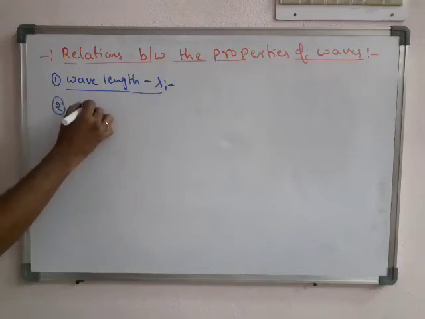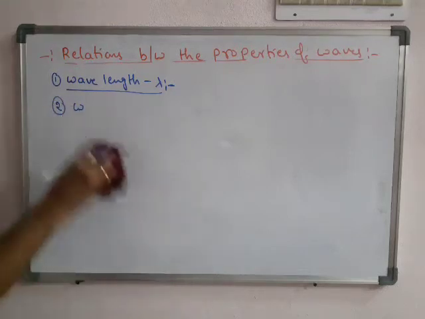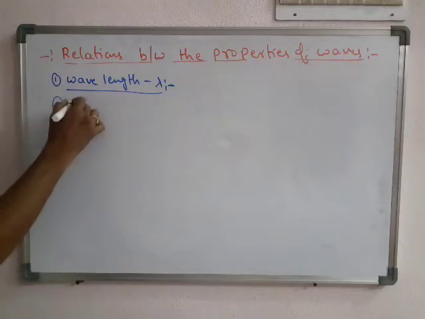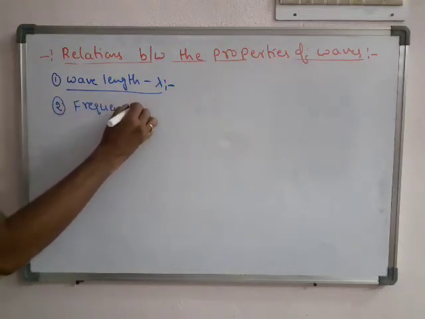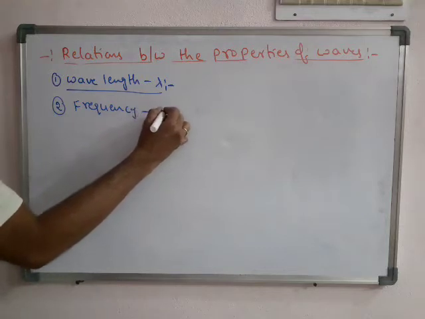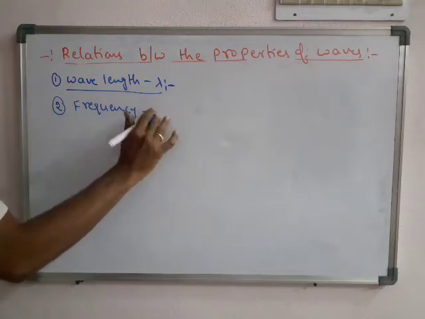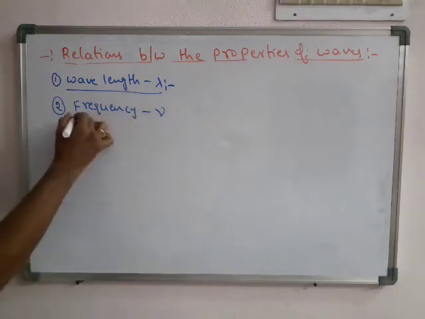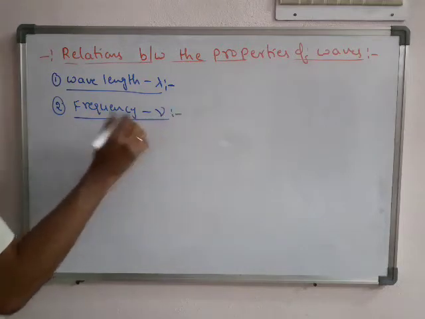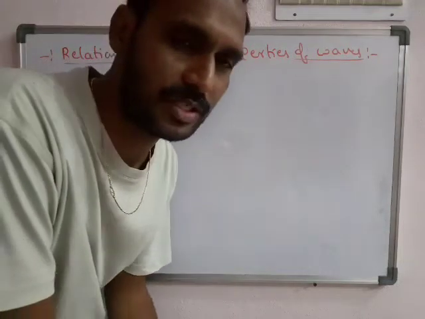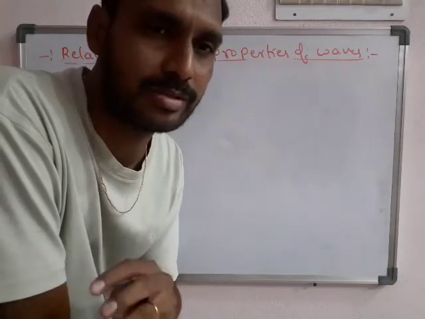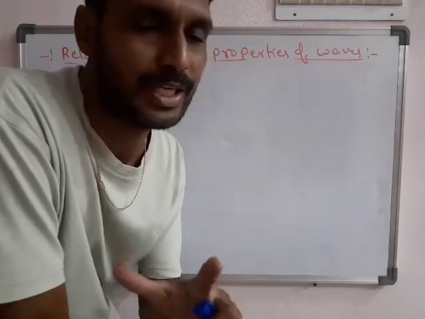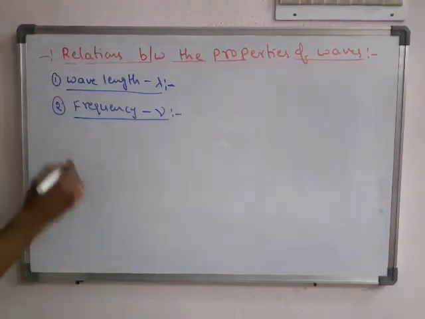Next, the main property is wave frequency, or simply frequency, indicated with nu. Not exactly v, it is somewhat similar. So what is the frequency? The frequency is the number of waves passing through a particular point in 1 second of time.